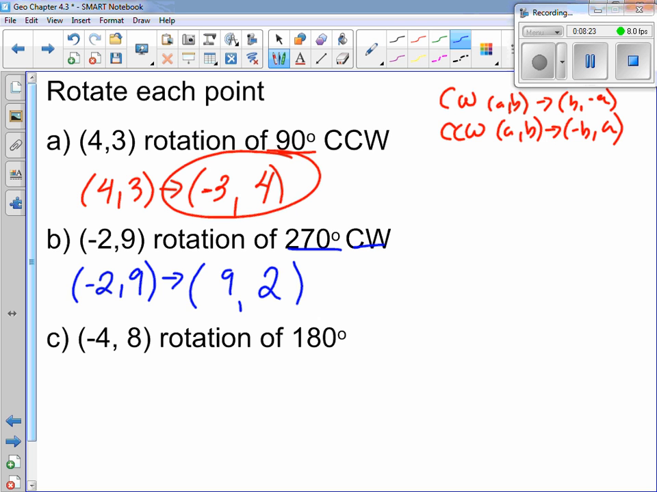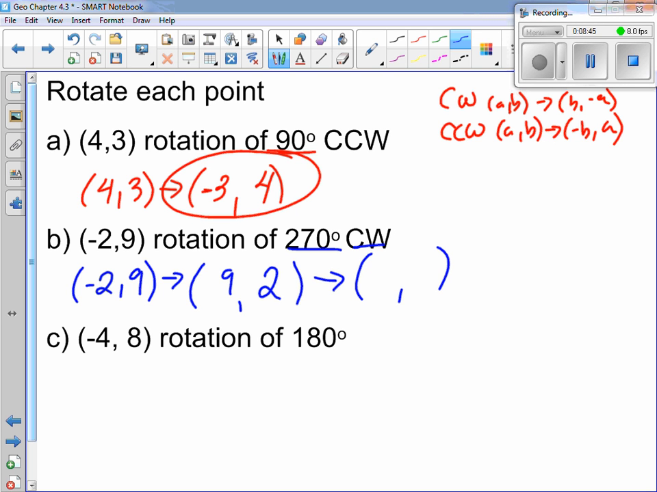Because we flip it either way. We still flip them, but with counterclockwise, we make the first term negative. We switch the sign of the first term. For clockwise, we switch the sign of the y term. Clockwise, we're switching the sign of the x after we flip it. Clockwise, we're switching the sign of the y. Well, that's just 90 degrees.